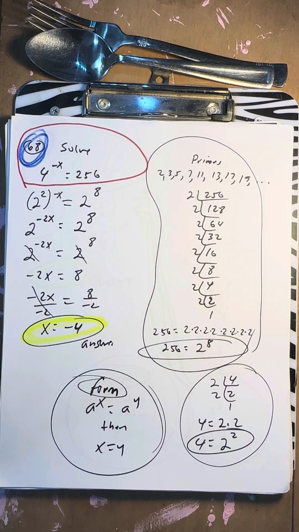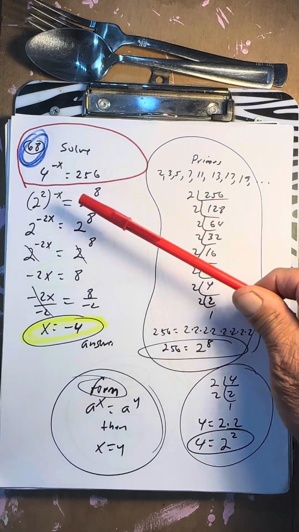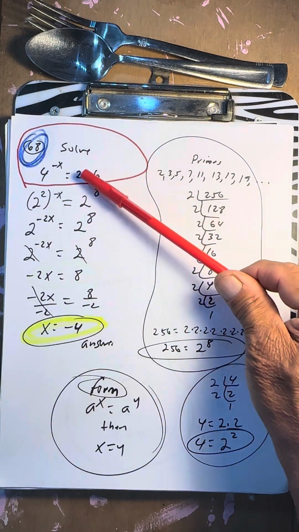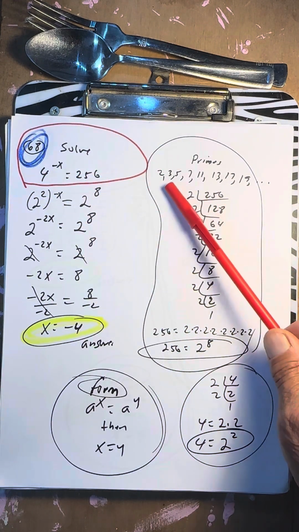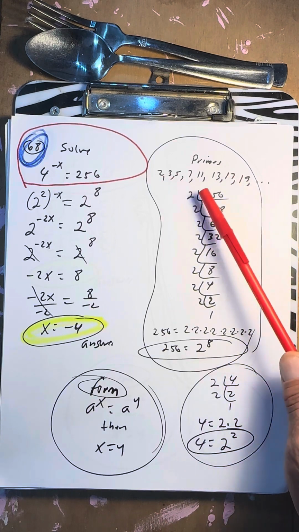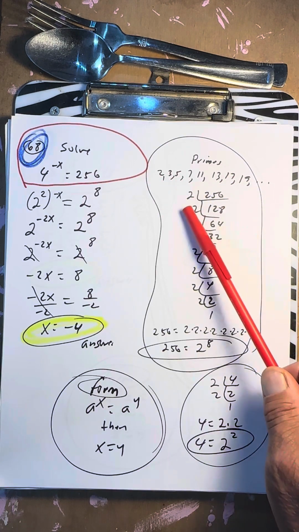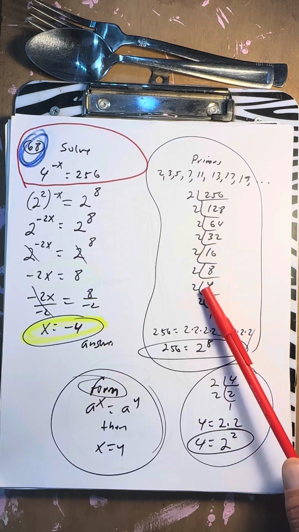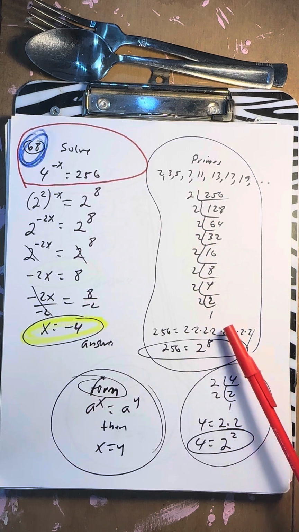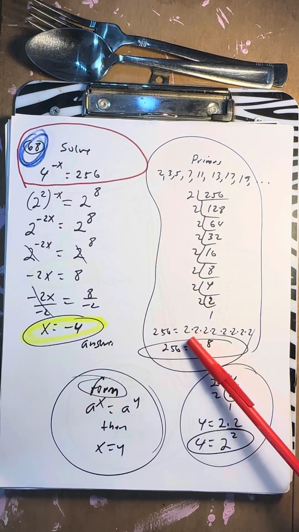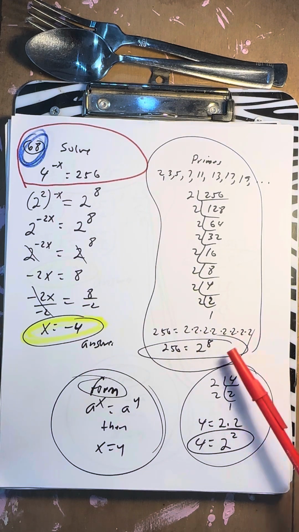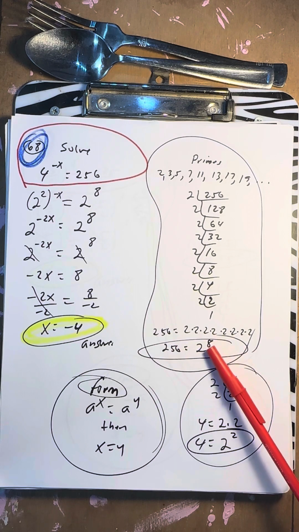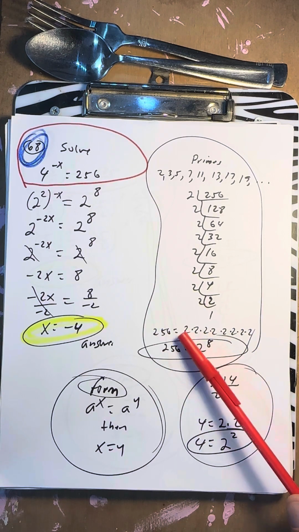Solve this. Now we're going to solve this. Well, I'm going to have to rewrite this because the bases aren't matching. So 256, I'm going to go over here and use prime numbers. 2, 3, 5, 7, 11, 13, 17, 19. 2 divides 256, that number. 2 divides that one. 2 divides that one. 2, keep going, keep going, keep going. Finally, that's it. So 256 is all these 2's right here, which is 256 is 2 to the 8 power. So 2, 8 times, gives you 256.